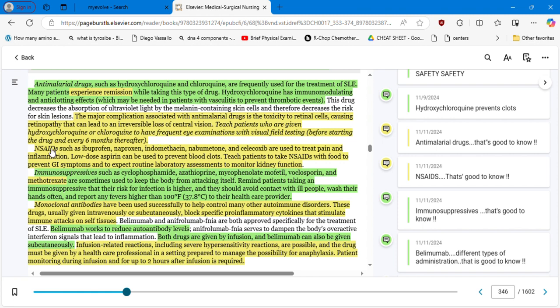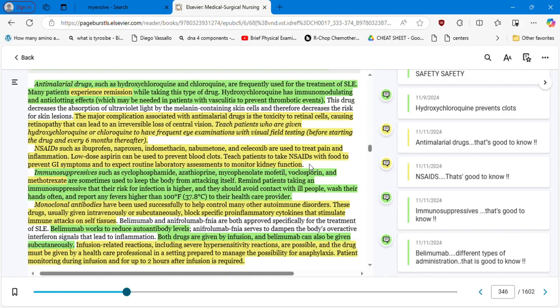And then NSAIDs such as ibuprofen, naproxen, indomethacin, nabumetone, and celecoxib are used to treat pain and inflammation. All the medications that I just mentioned, in different degrees, are going to help with the inflammation. Low dose aspirin also can be used to prevent blood clots. Teach patients to take NSAIDs with food to prevent GI symptoms and to expect routine laboratory assessment to monitor kidney function. And this is something that many nurses forget about: kidney function related to NSAIDs. Okay, so that's good to know.